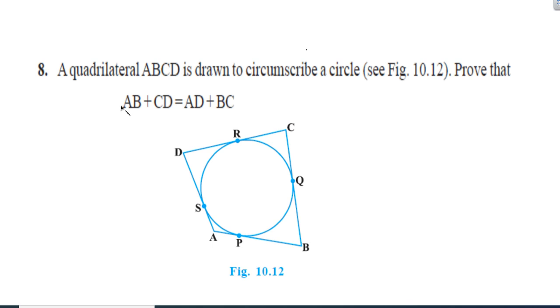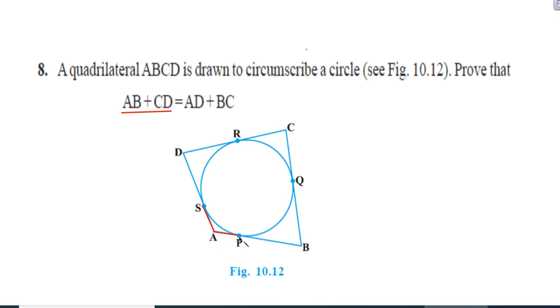Here is the next question. A quadrilateral ABCD circumscribes a circle. Here a circle is there, and the circle touches the sides at P, Q, R and S. You have to prove AB plus CD is equal to AD plus BC. Since we want to prove AB plus CD, take side AB. Here you can write AP and AS are equal. So start with AP is equal to AS. They are tangents from an external point.